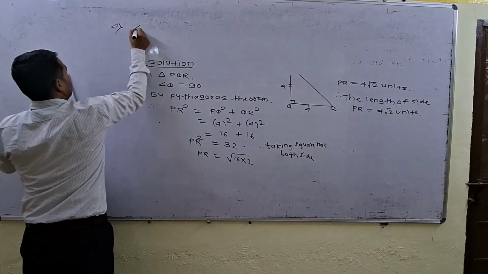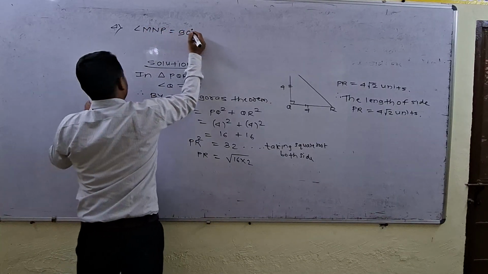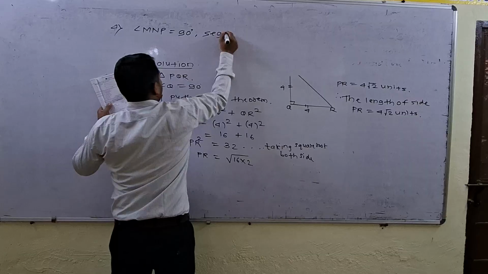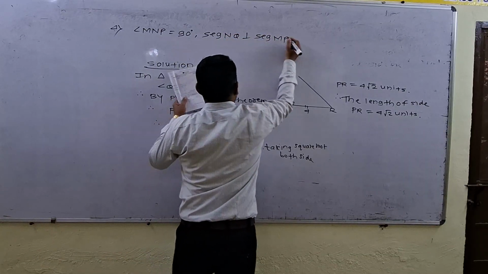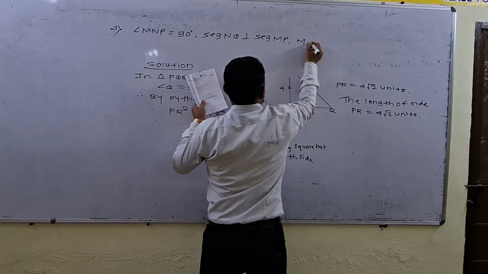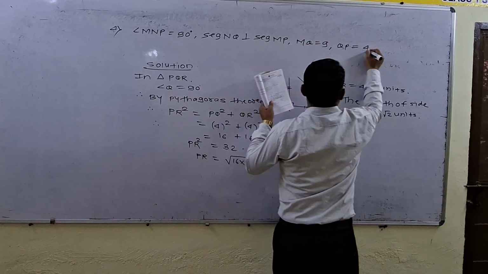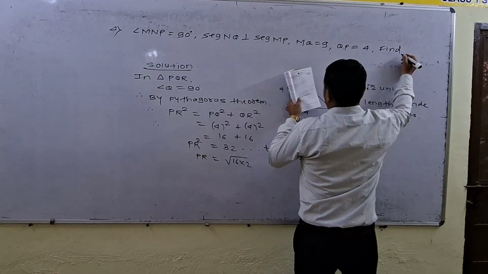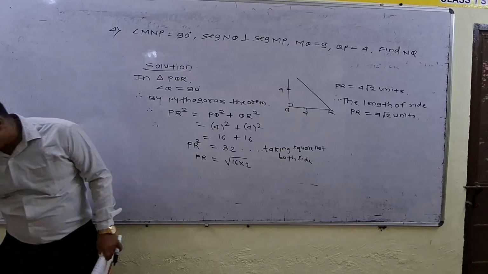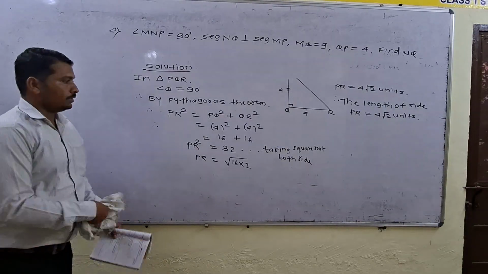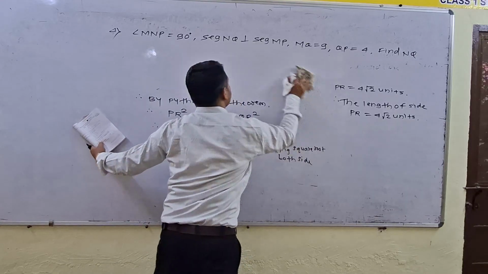Question 4. Angle MNP is equal to 90 degrees. Segment NQ is perpendicular to segment MP. MQ is equal to 9, and QP is equal to 4. Find NQ. Now look at the board. It's a very easy question.